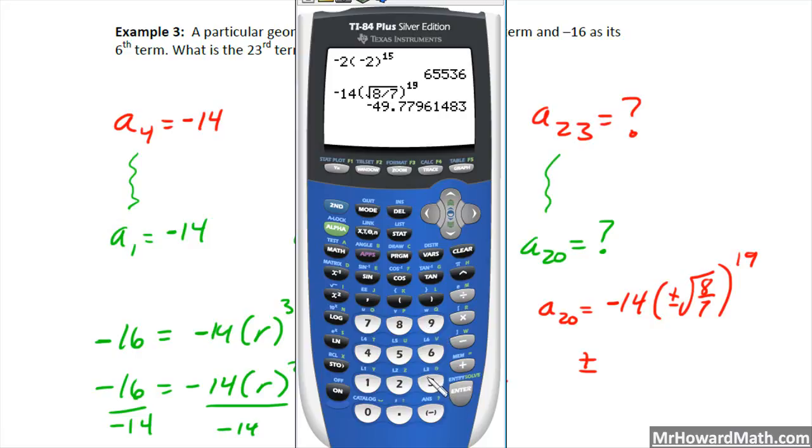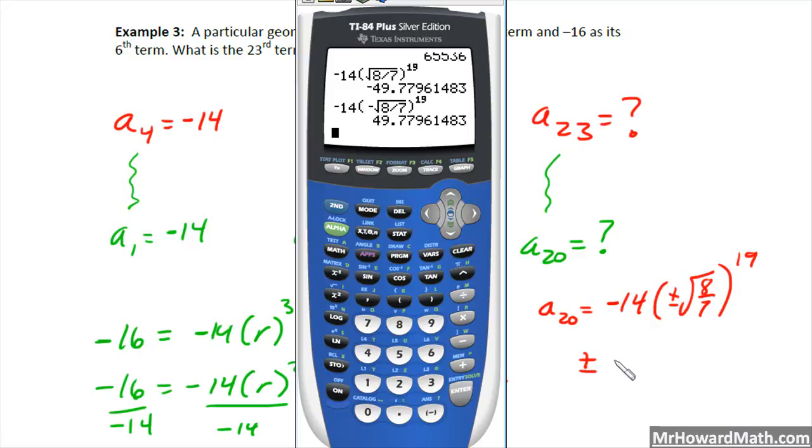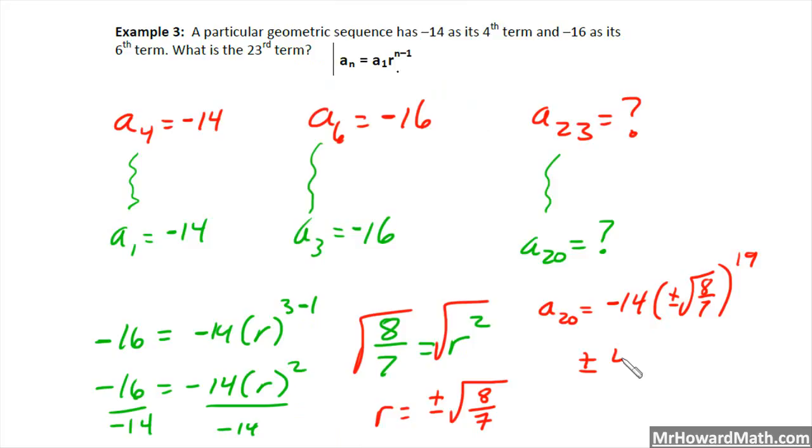And we get negative 49.7796. And then if we copy this down, do the same thing, just insert a negative here, all that's going to change is the sign. So here, second, insert a negative, run it again, and you see we just get the opposite sign. So it's plus or minus 49.78. We'll round to two places.